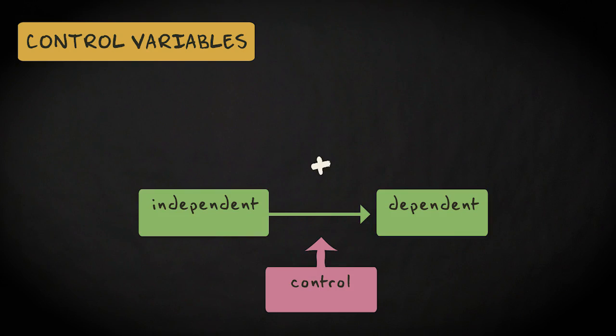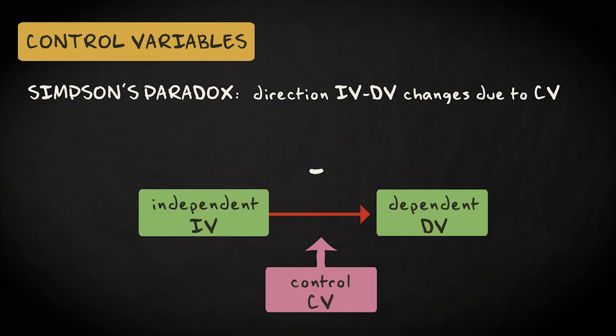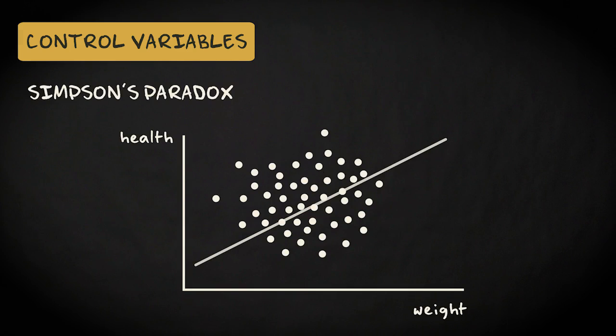The relation between the variables of interest can change drastically when taking a control variable into account. It's even possible for the relation between the variables of interest to reverse completely. We refer to this phenomenon as Simpson's paradox. For example, if we look at the relation between health and weight in a group of 4-year-old cats, we might find this scatterplot, suggesting a positive relation. Heavier cats are healthier.